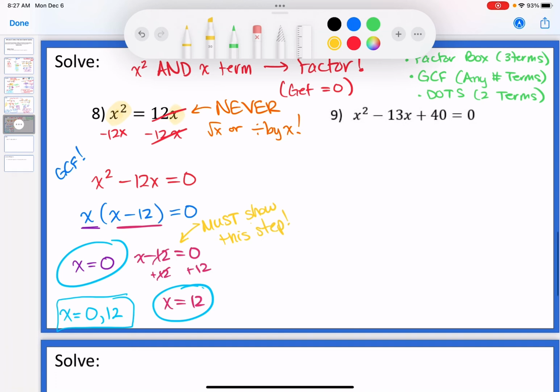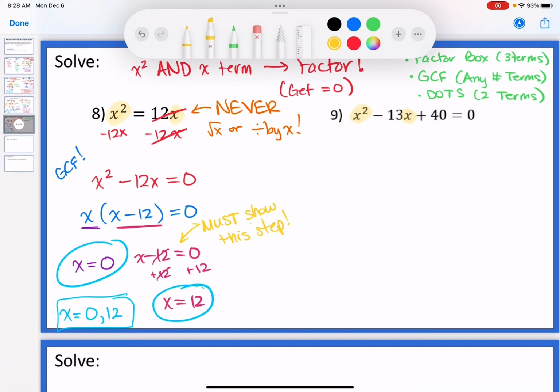So if I look here, I've got an x squared and an x, so I cannot do a square root. I need to factor. Nice thing about this one is that it equals 0, so I don't have to move anything. I'm all ready. Everything's lined up in the right order. I can just think about what method I want to use to factor. Okay, so I could do a GCF, but it doesn't look like anything here has a GCF. There's no x in the 40.